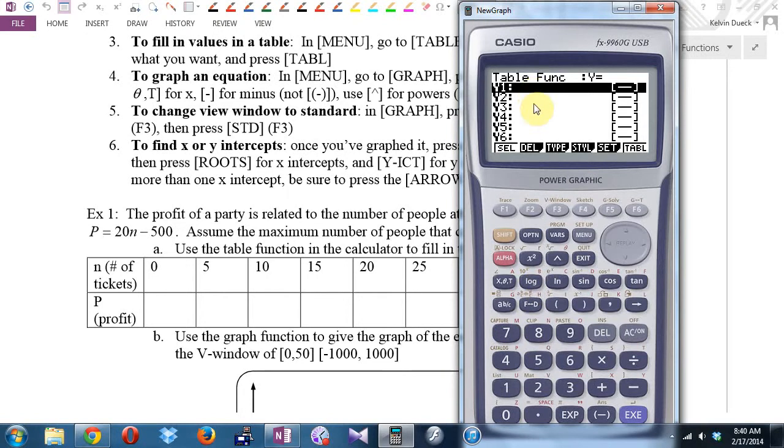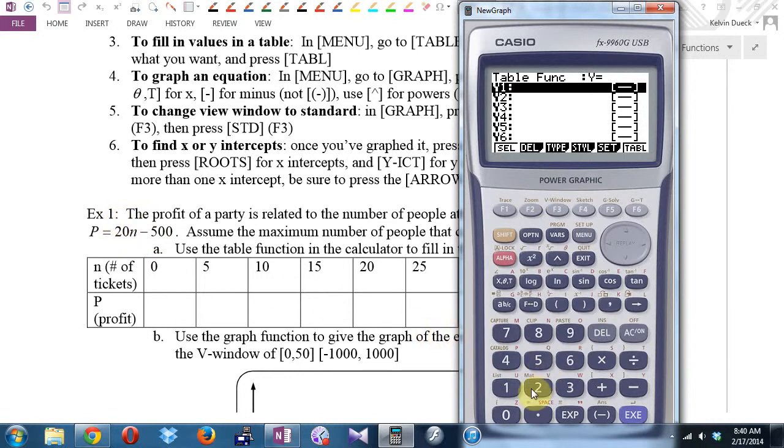You may have an equation next to y1. If you do, you'll have to press delete, which is F2, and clear any equations that you have there. You may or may not. I don't know who used your calculator last. Everybody got that okay? So we're going to type in this equation.